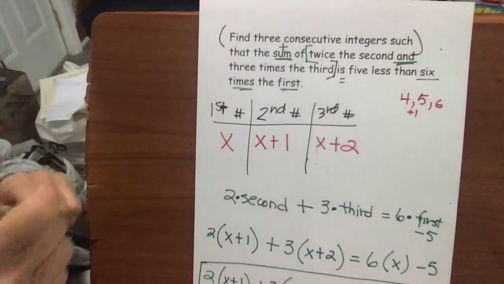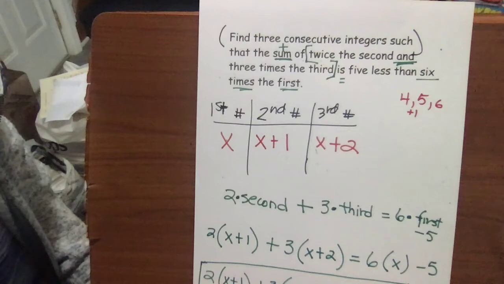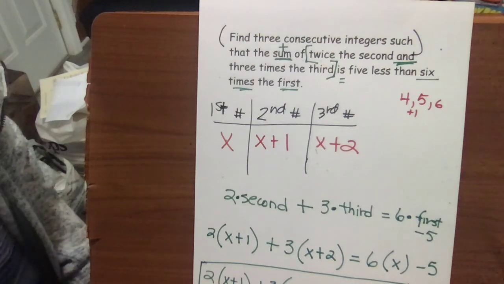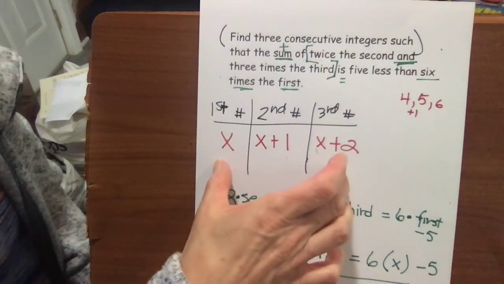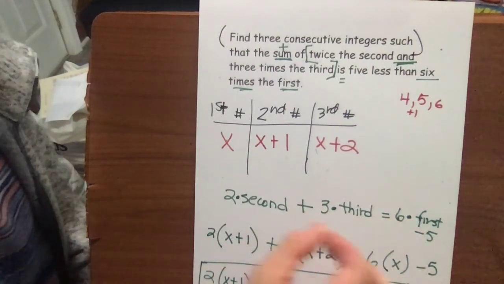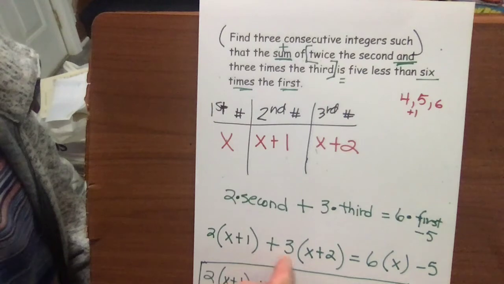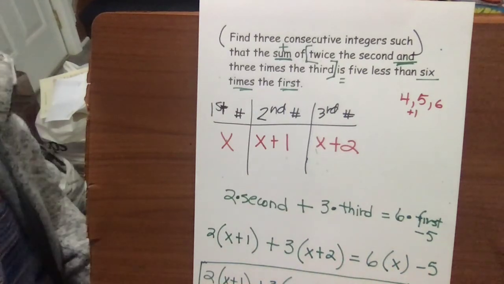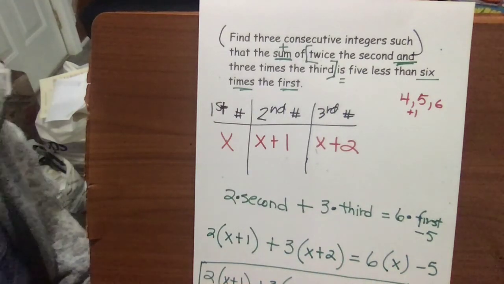And that is how you work with more complex consecutive integer word problems. Follow the words after you've set up your table information, and then you can write it out in shorthand with simple words, and then you can replace those words with your equation. Okay? All right, that's it. That's how it works.